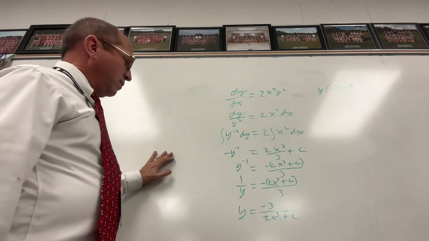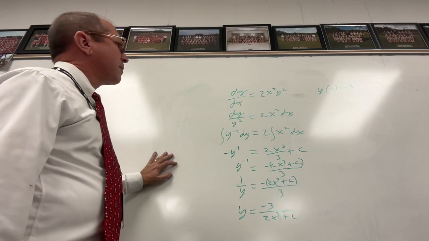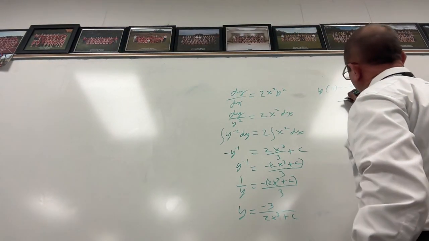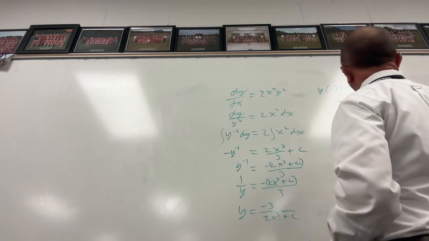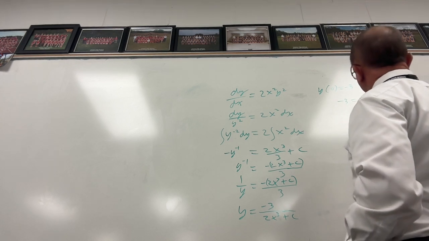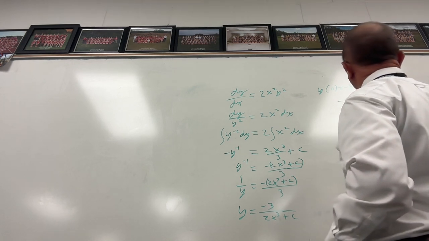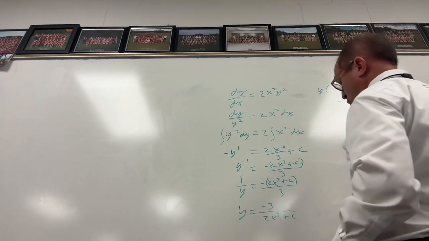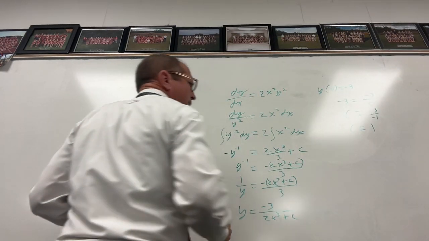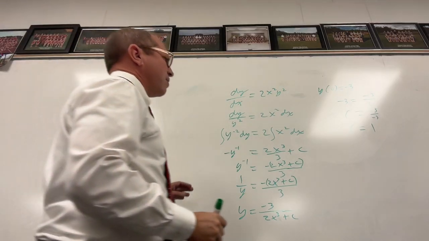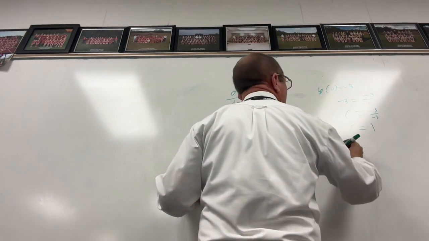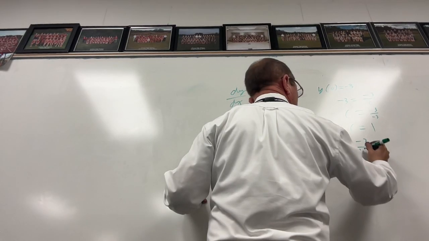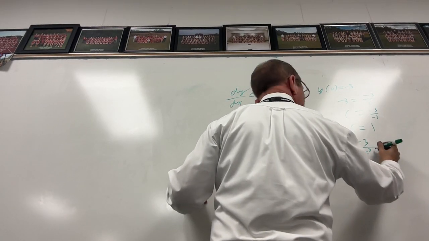All right, so now what am I doing next? Plug in x and set it equal to negative 3, right? So negative 3 equals negative 3 over c. So c would equal negative 3 over negative 3. So c equals 1. So my final equation here is y equals negative 3 over 2x cubed plus 1.